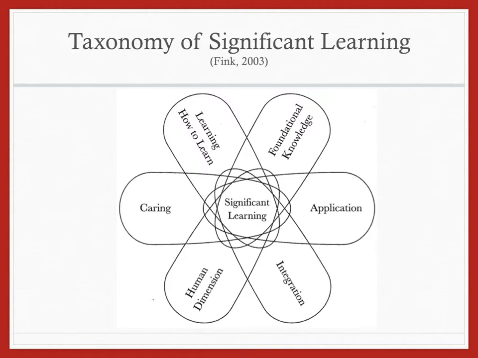Then Fink, with his taxonomy of significant learning, has 6 different areas. And so we have the foundational knowledge. Then we have application, integration, human dimension, caring, learning how to learn. And all those things come into play with what we call significant learning. I'm going to have another presentation where I go into more detail about Fink's taxonomy than Bloom's.